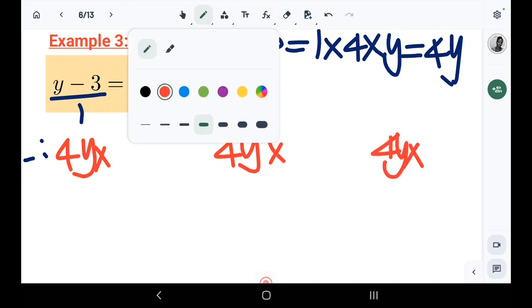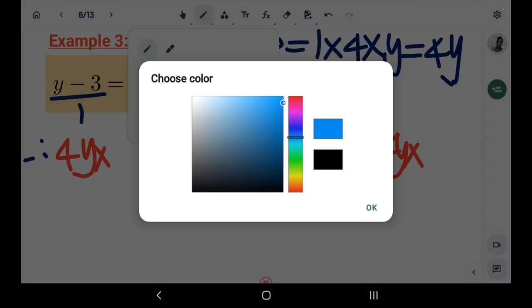Alright, let's get back to the color. My color, love this color.